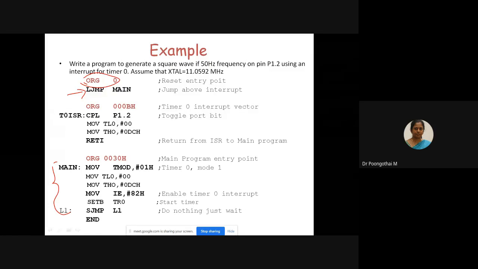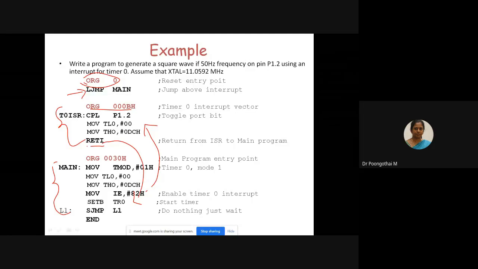Based on the interrupt request, your program control is transferred from main to the ISR. Every interrupt is associated with one vector address. In that address, we have to store the ISR. And the ISR is terminated with the RETI instruction. When this instruction gets executed, your program control returns back to main. So this is the concept involved in the interrupt service routine in 8051.